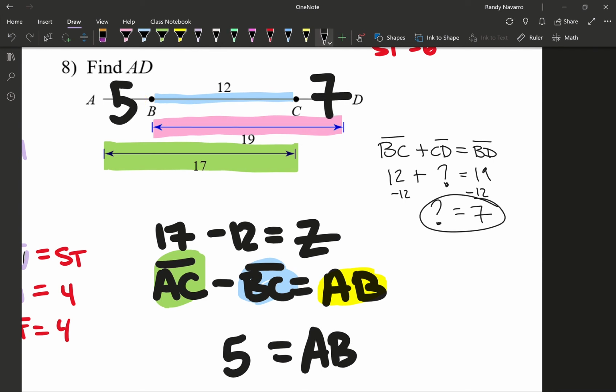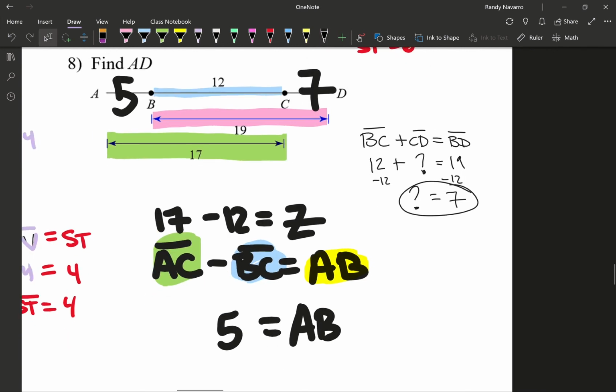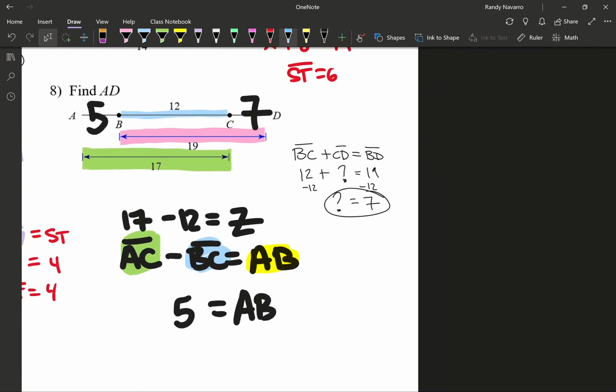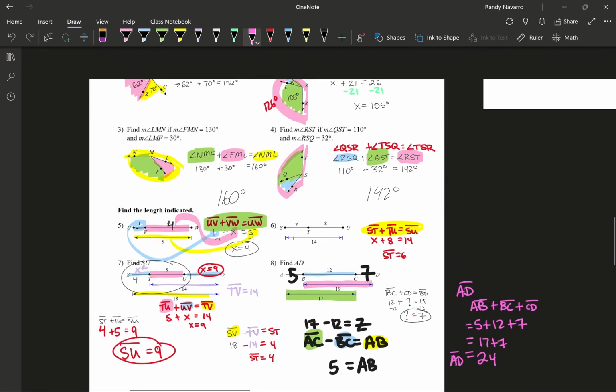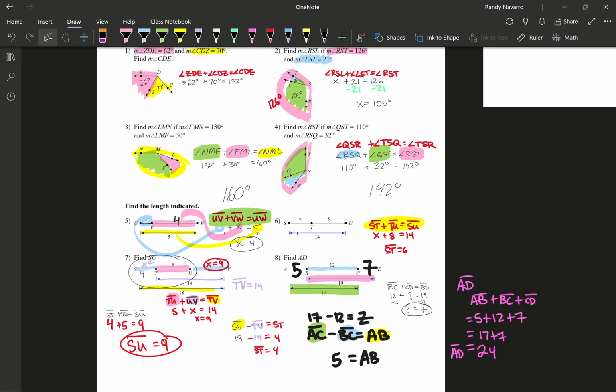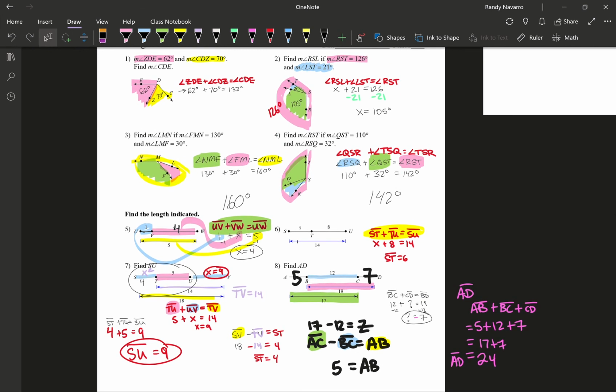CD is 7. Line segment AD is AB plus BC plus CD. That's 5 plus 12 plus 7. That's 17 plus 7, which is equal to 24. So AD is equal to 24. Segment addition postulate and angle addition postulate, check those out. Hopefully you got that done, and if you're good on that, you should be okay. Good stuff, folks.